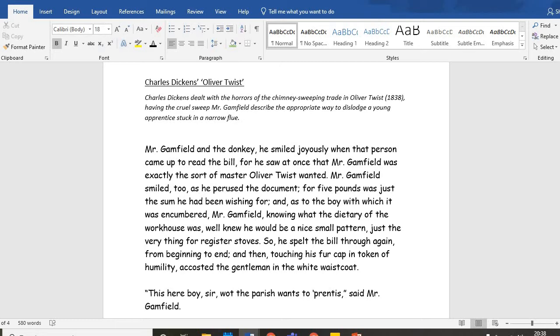Charles Dickens, Oliver Twist. Charles Dickens dealt with the horrors of the chimney sweeping trade in Oliver Twist, 1838. Having the cruel sweep, Mr. Gamfield described the appropriate way to dislodge a young apprentice stuck in a narrow flue.